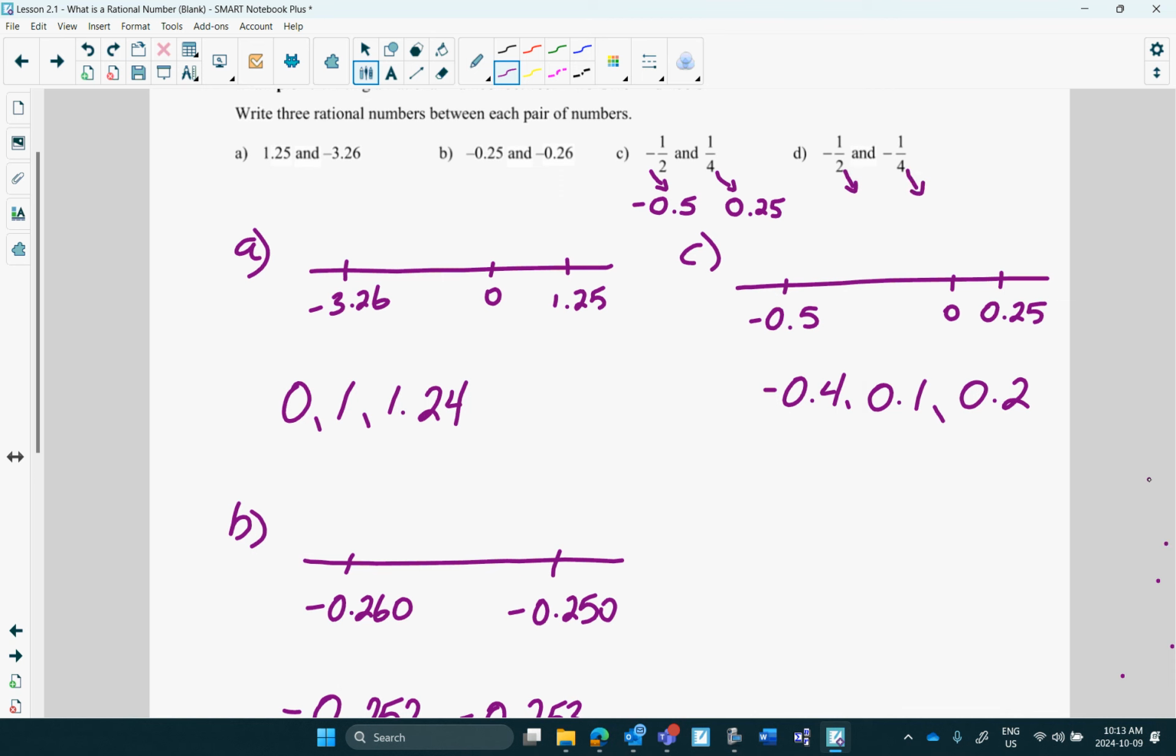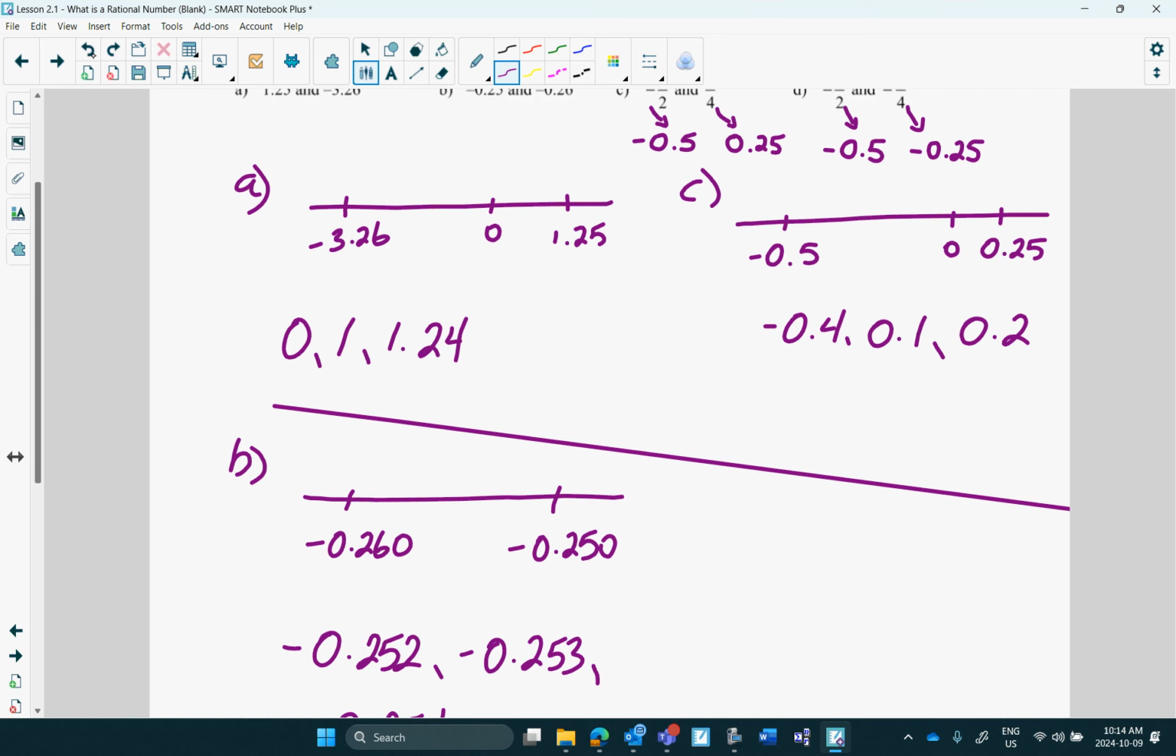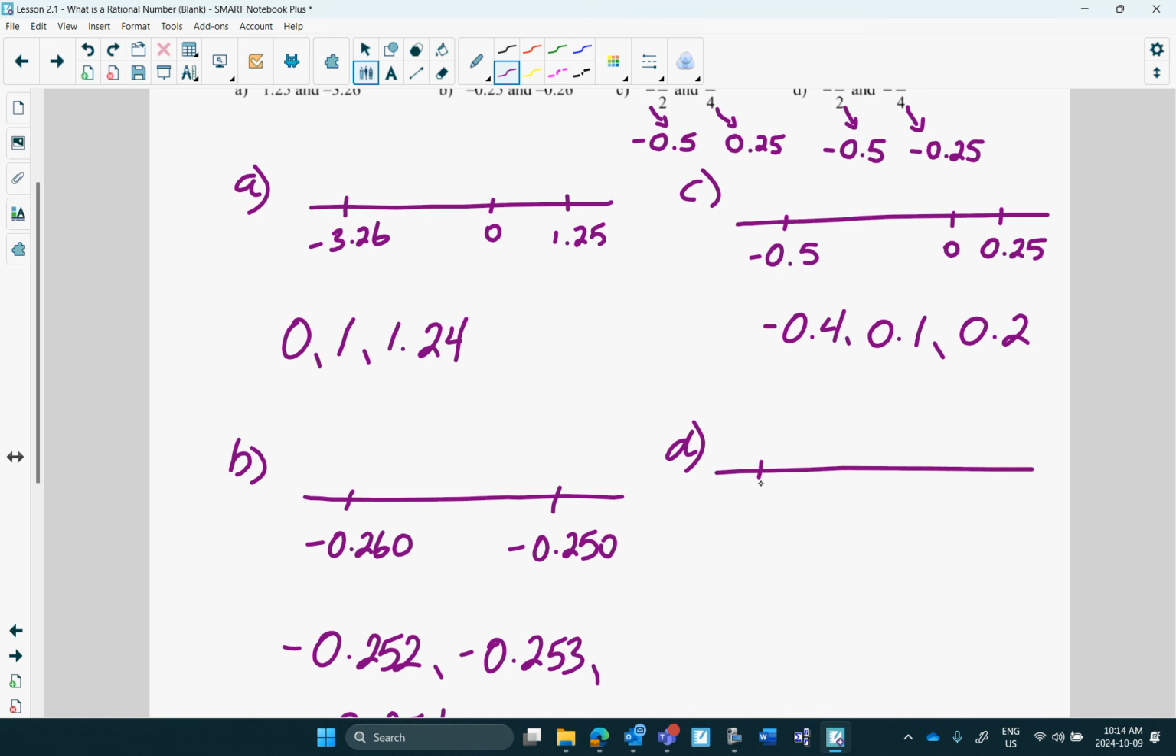Okay, these ones, again, change them to decimal. Make life easy on yourself. So we've got -0.5 here, which is smaller than -0.25. And I've got to find numbers here. Well, let's make the number of decimal places the same. Let's just call this 50. So really we're finding numbers between 25 and 50.